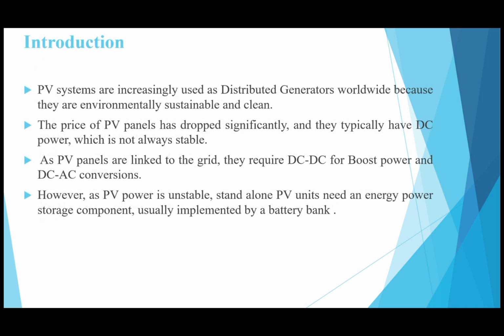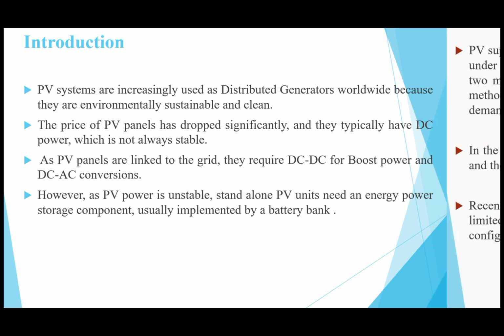The introduction of this project is PV systems are increasingly used as distributed generators worldwide because they are environmentally sustainable and clean. The price of PV panels has dropped significantly and they typically have DC power which is not always stable. As PV panels are linked to the grid, they require DC to DC for boost power and DC to AC conversions. However, as PV power is unstable, standalone PV units need an energy power storage component usually implemented by a battery bank.